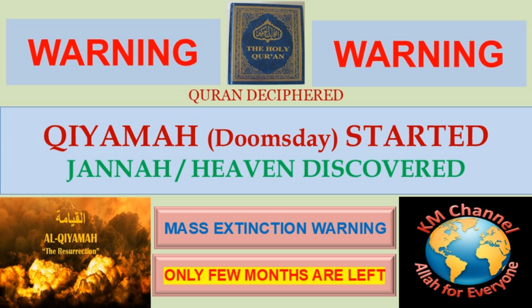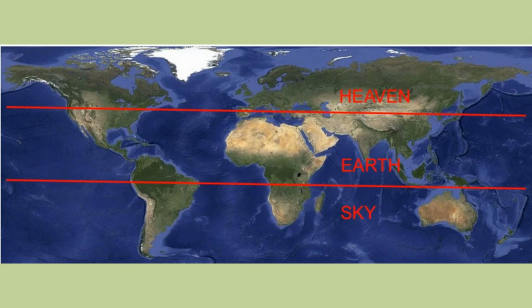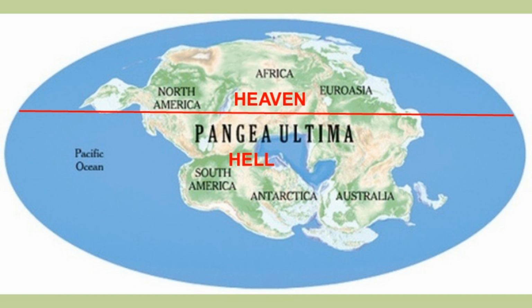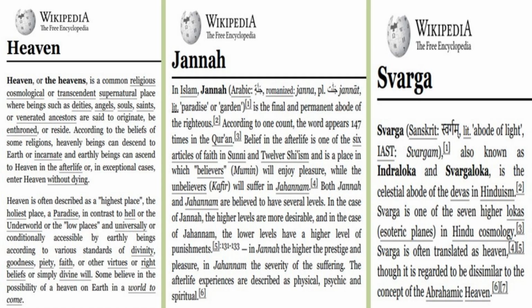In my previous presentation, Qiyamah started, I have shown you that the lone creator of the universe, Allah subhanahu wa ta'ala, has divided the earth into three zones as earth, sky and heaven, as you can see in this slide. Also shown you that in future all the continents are going to assemble near the polar region, forming a supercontinent to which the creator called the Jannah, the heaven, the Swarga.